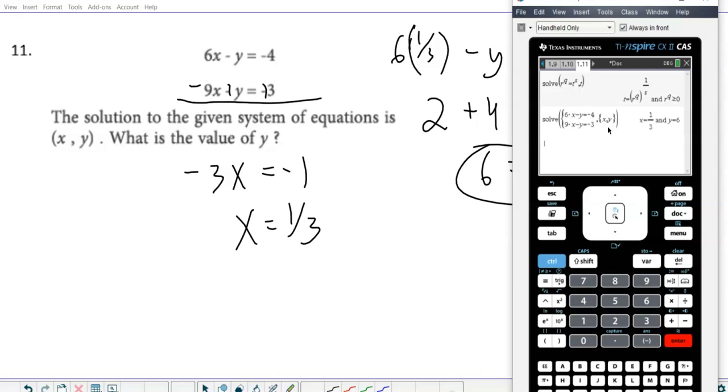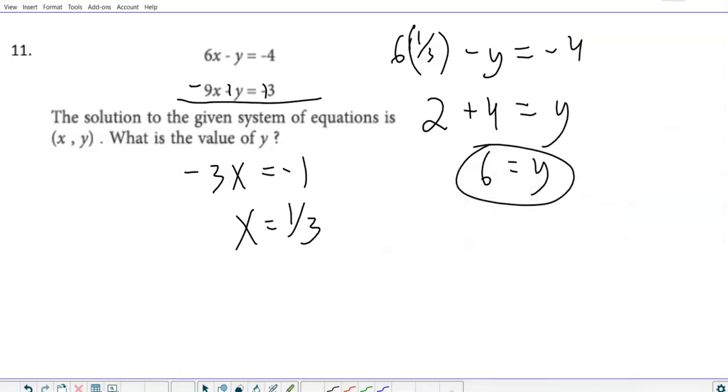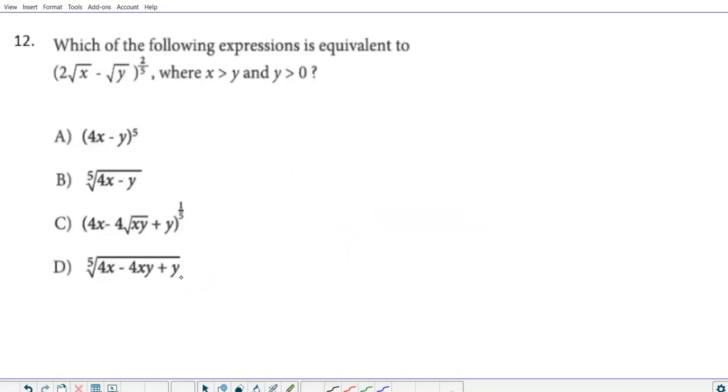And so what is the value of y? Y is 6. So it does do it, and it's a little faster. So again, sometimes it might be that you don't really need to use it, but it'll be faster, so you kind of need to use it.